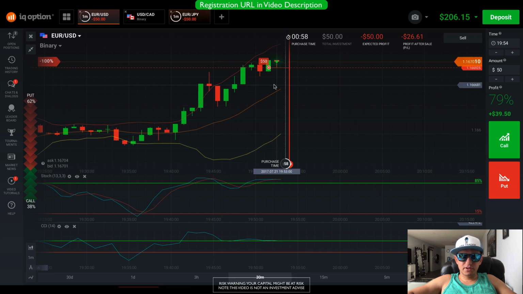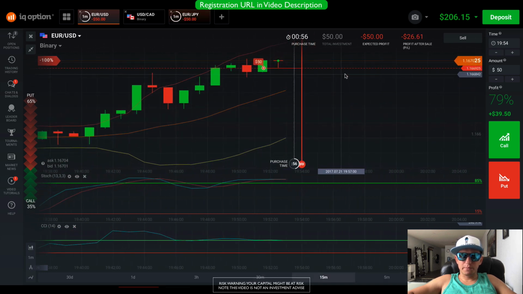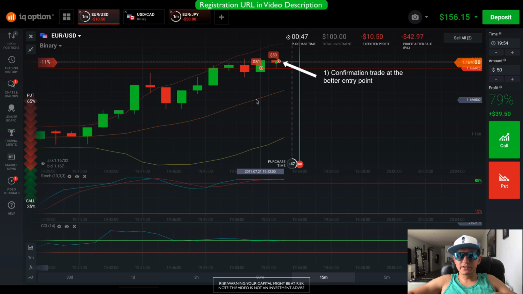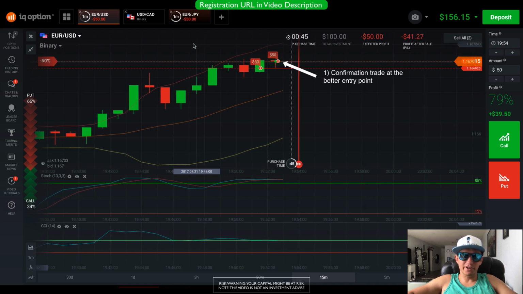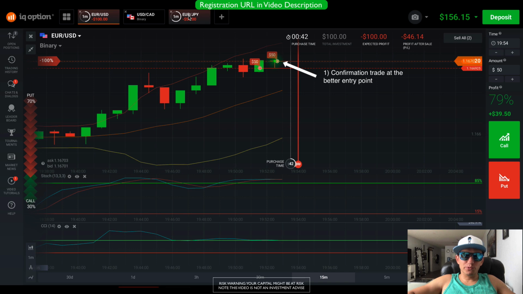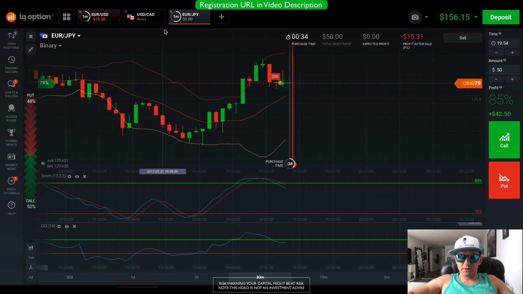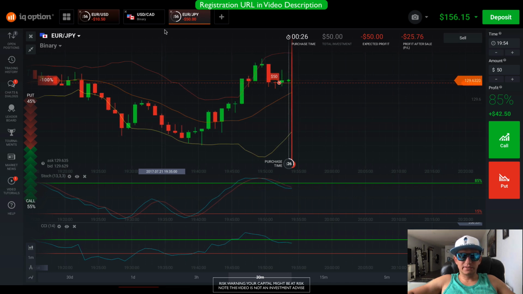And on Euro USD, I might make the confirmation trade just in case there is not enough movement. I do expect the price to continue going down, but maybe it's just gonna take some more time to start moving in the downwards direction. And on Euro JPY, I think it looks good here, because the stochastic is still at the 80-something percent level, and it's definitely going to start moving in the downwards direction.